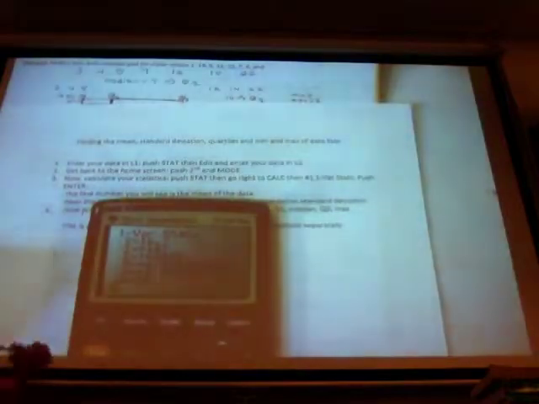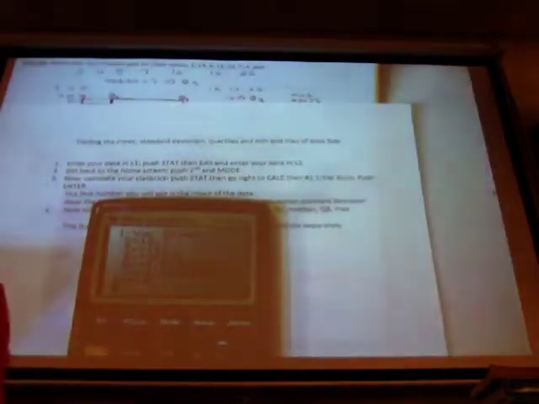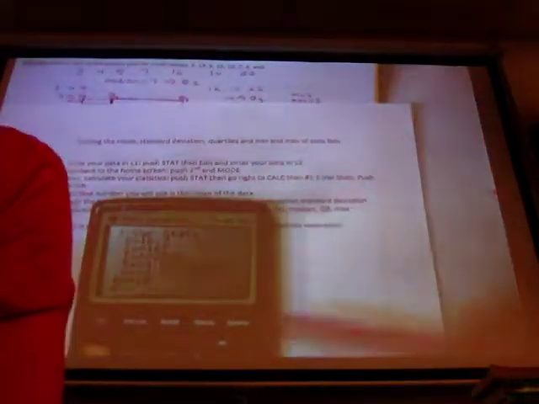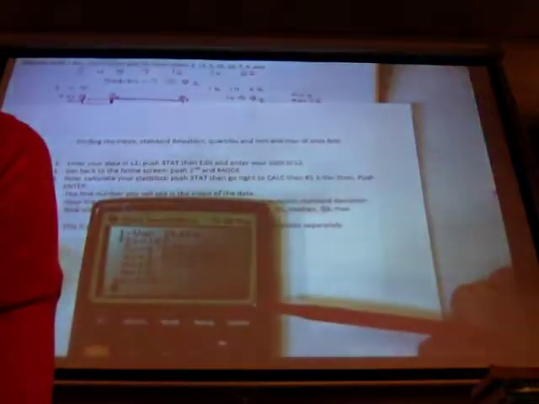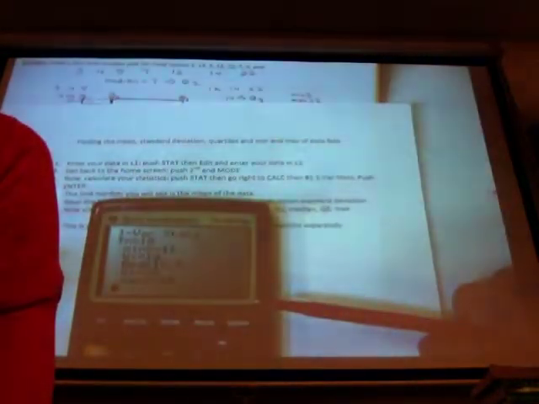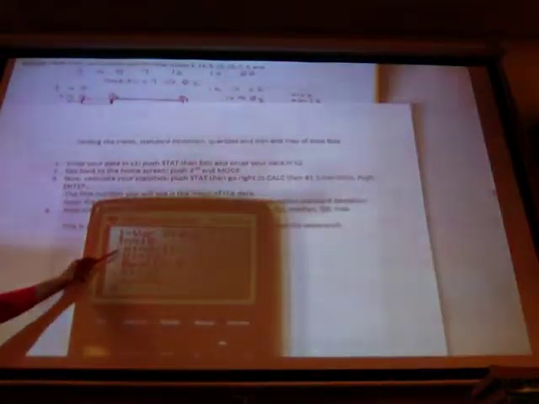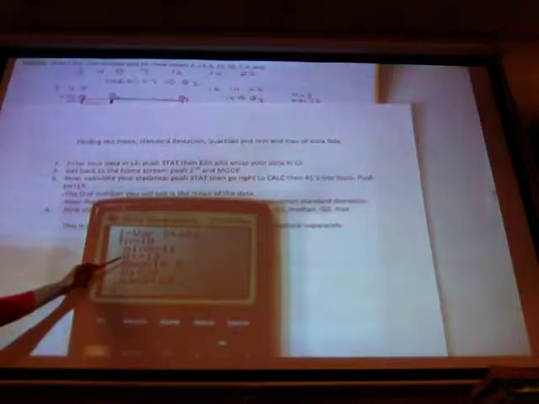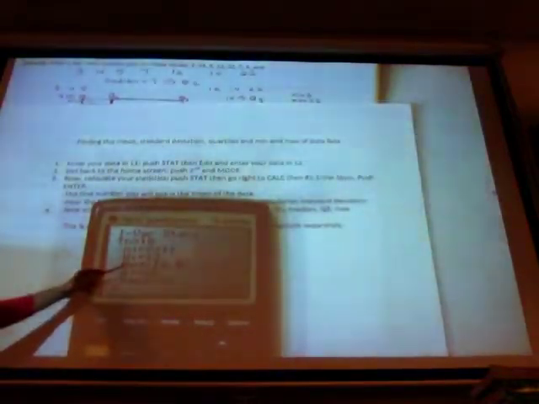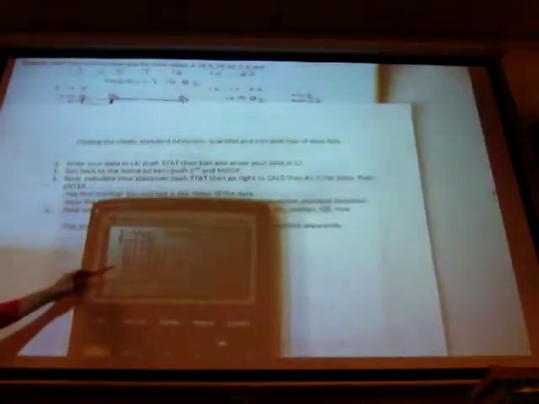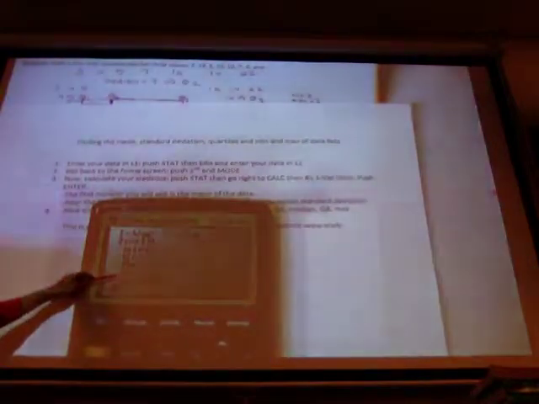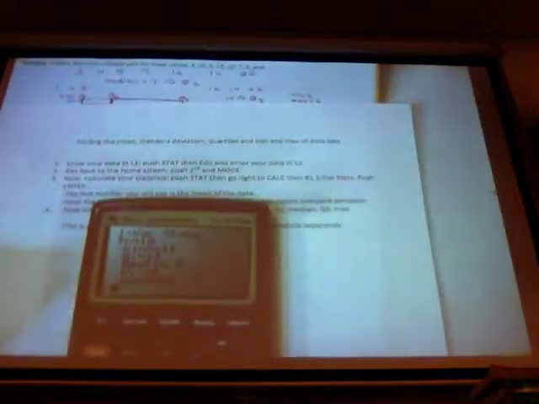Okay? But what's really sweet is scroll down below this. Keep scrolling. And look what it gives you. It gives you your min. It gives you quartile 1. Your median is your quartile 2. Here's your quartile 3. Here's your maximum, to make a box and whisker. So that gives it all to you.